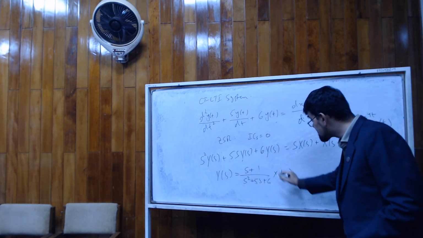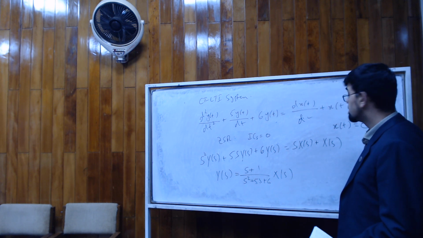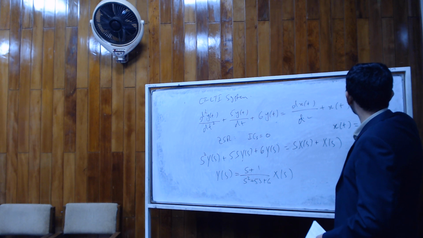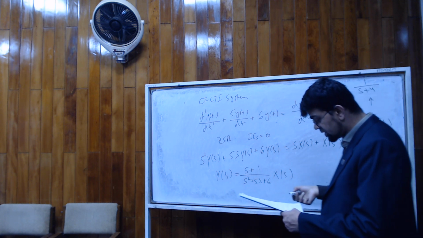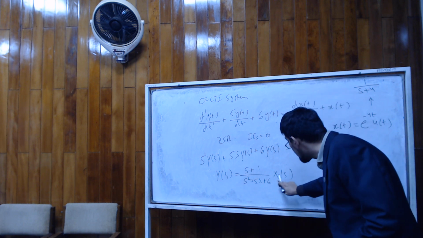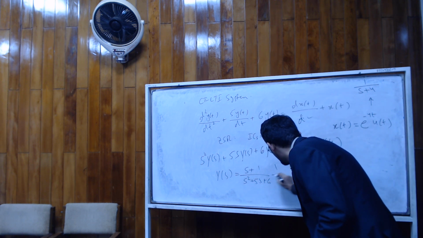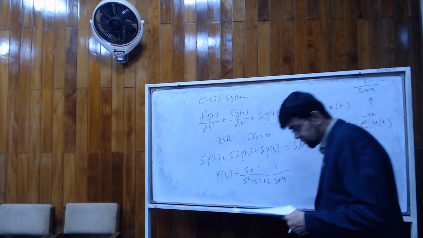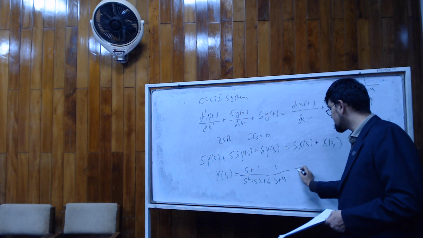But now, what is X(s)? What's the Laplace transform of this? We have seen that it is 1 over s + 4. So let's put that here also, because this is X(s). So let's put that here, 1 over s + 4. Now we do partial fraction expansion of this.